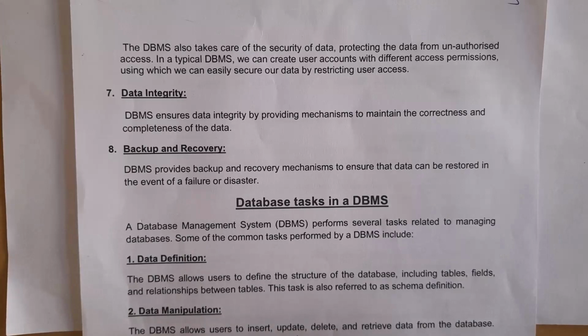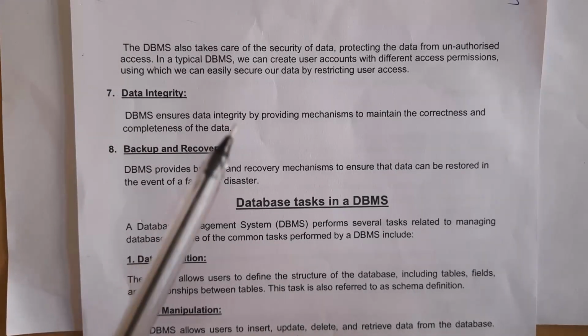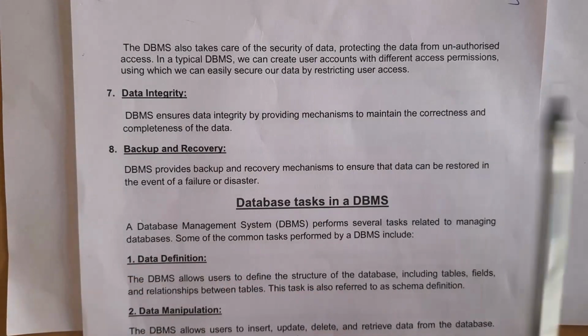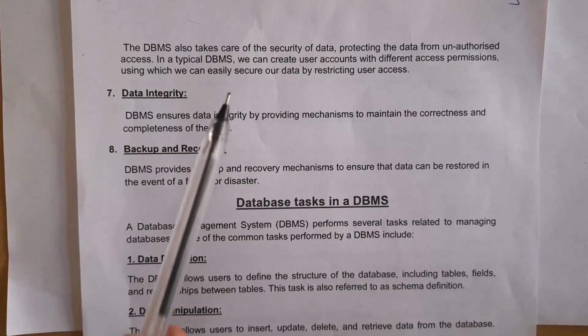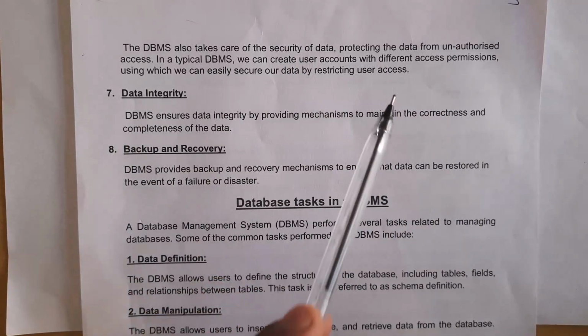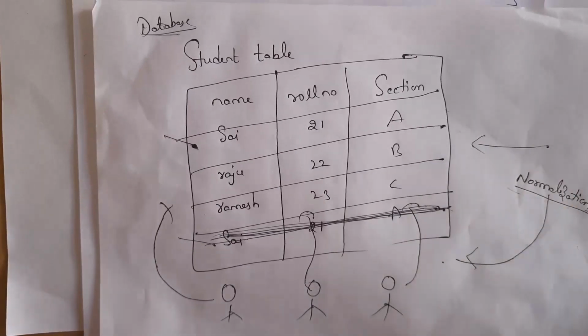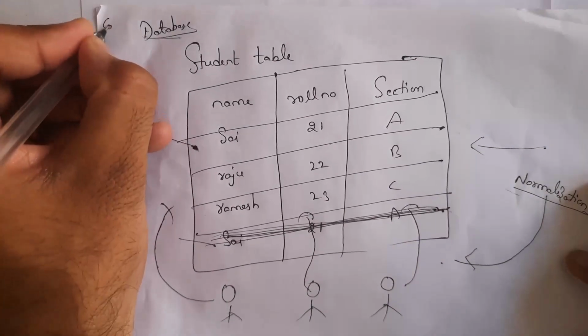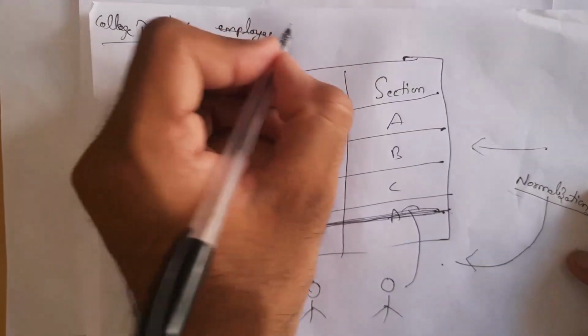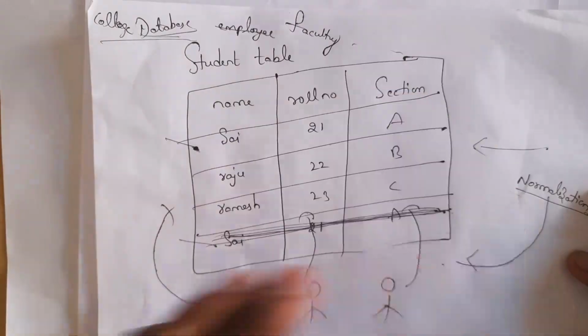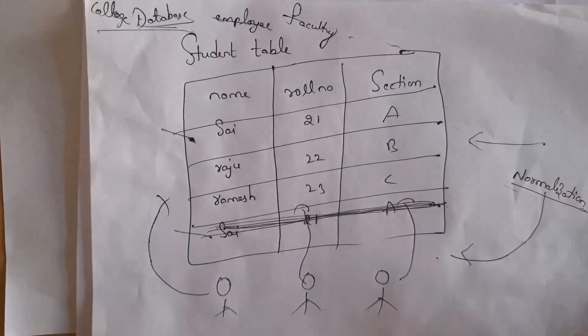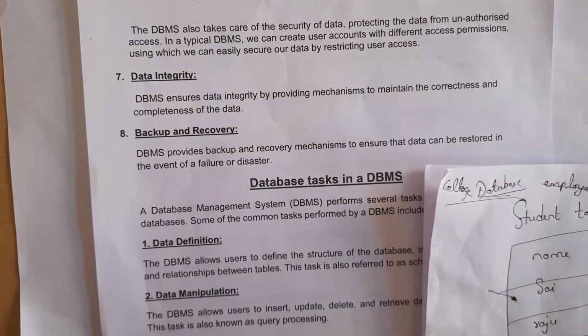The DBMS also takes care of the security of data, protecting the data from unauthorized access. In a typical DBMS, we can create user accounts with different access permissions, using which we can easily secure our data by restricting users' access. For example, let us consider this is my college database. This college database contains a student table, faculty table and so on. Now what we can do is, we can give a password to each student. Only a student with a password can access this database. So we can protect data from unauthorized access.